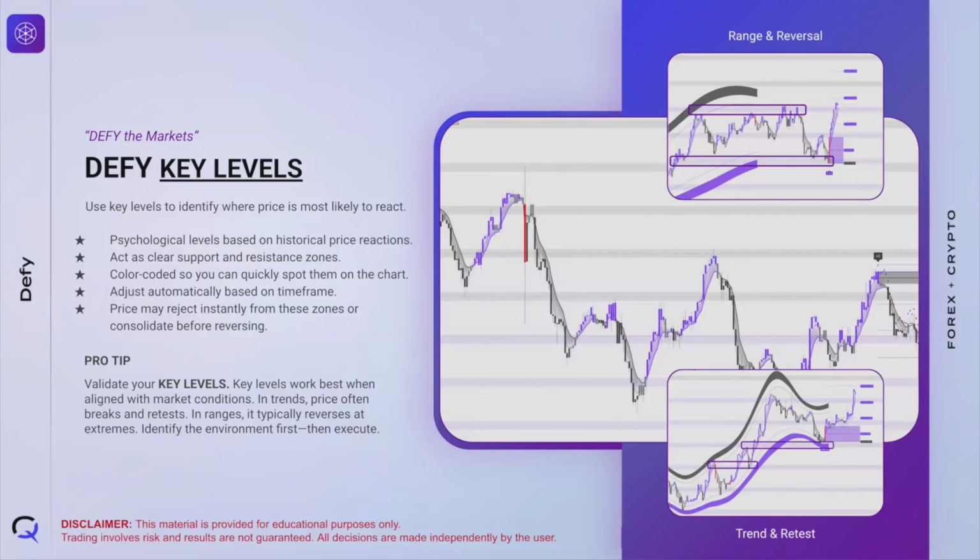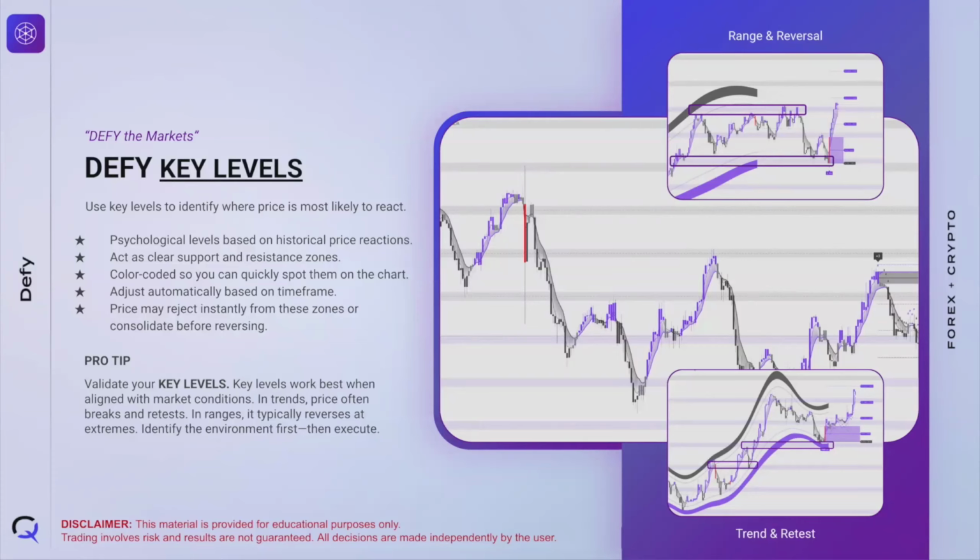So these psychological key levels are designed to act as clear levels of support and resistance. And we've also color-coded them so you can quickly spot them on the chart. You'll notice when there are key levels above your current price, they will be one color to represent resistance. And when the key levels are below your price, they will be another color to represent supports. So it's very easy to gravitate to them and understand what you're looking for at that particular zone. Now, as stated, these key levels also automatically adjust based on time frame.